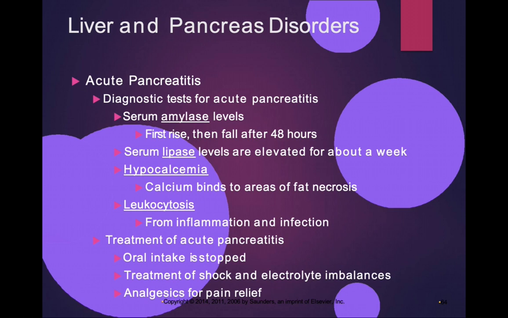In terms of diagnostic tests, you could check serum amylase, serum lipase, calcium levels, and white blood cells. Amylase is the first one to rise, and then it falls after the second day or 48 hours. The serum lipase can stay elevated for about a week. Hypocalcemia: the calcium levels drop because it binds to the areas of fat necrosis. And then leukocytosis: you get an increase in white blood cells from the inflammation.